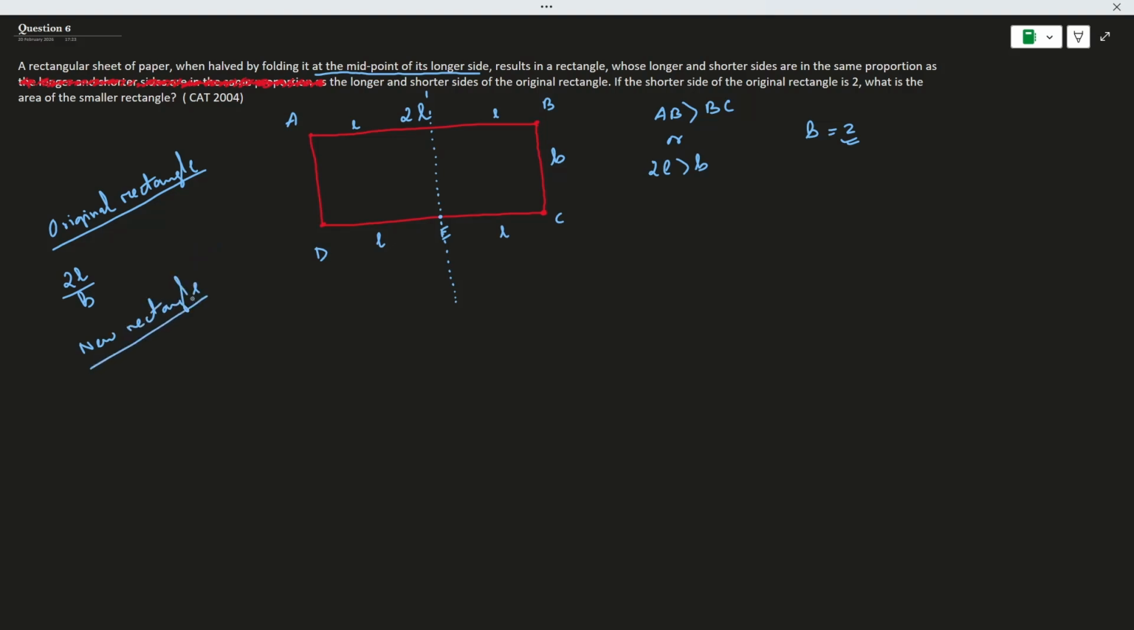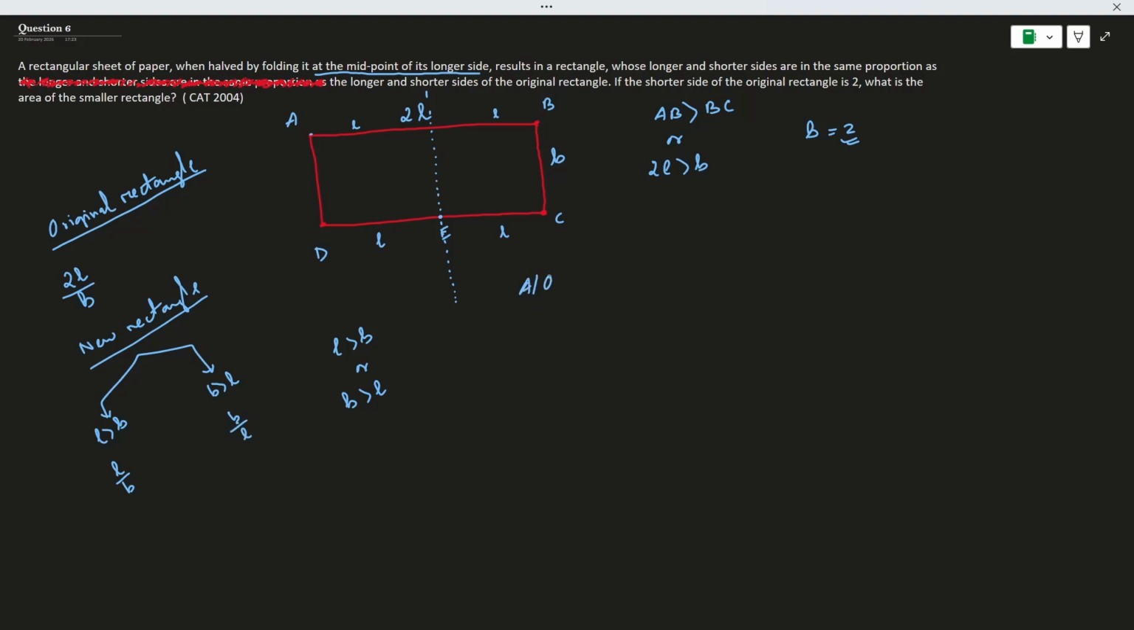for the new rectangle, do I know which side is longer? Will this L be greater than B, or will B be greater than L? I don't know this, right? So we'll make two cases: L greater than B, and B greater than L. In the first case the ratio will be L by B. Here the ratio will be B by L.